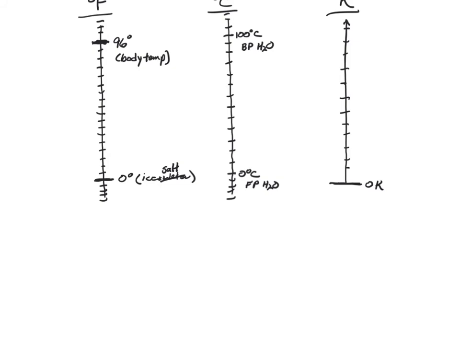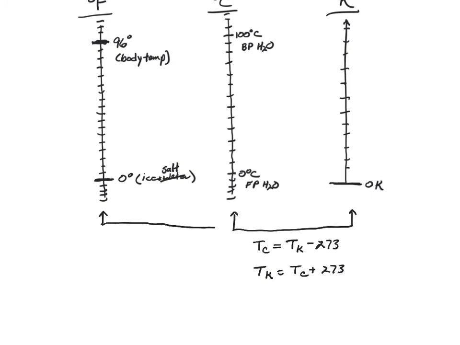Now, there's going to be times where we're going to be expected to be able to convert between them. Now, converting between the Celsius scale and the Kelvin scale is pretty straightforward. Okay, the temperature in Celsius is equal to the temperature in Kelvin minus 273. Okay, likewise, the temperature in Kelvin is equal to the temperature in Celsius plus 273. So again, that's a very straightforward conversion.